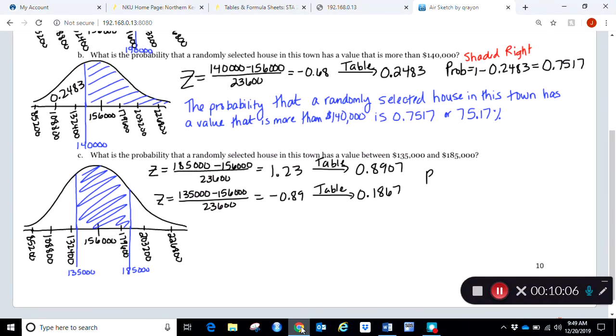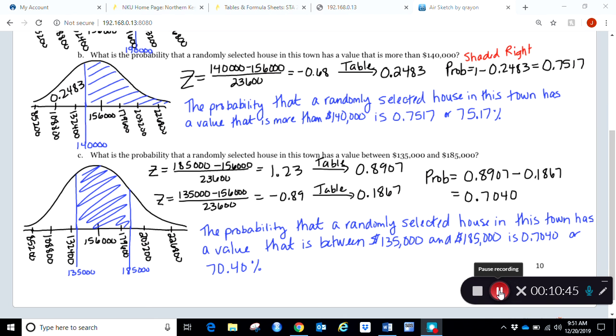Now, to actually calculate our probability, since it's a between rule, we're going to be subtracting those two probabilities. Because this 0.8907 gave me everything below that 185, which included this extra piece here that I don't want. So we're going to subtract off this piece, which is what this 0.1867 corresponds to in the table. So we're going to get an overall probability of 0.7040.